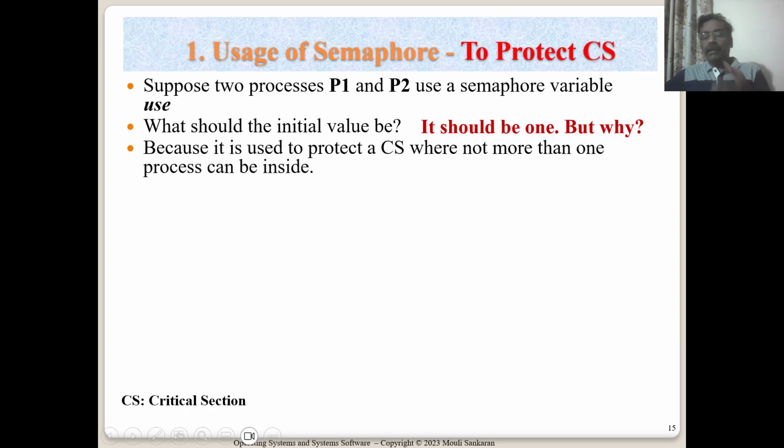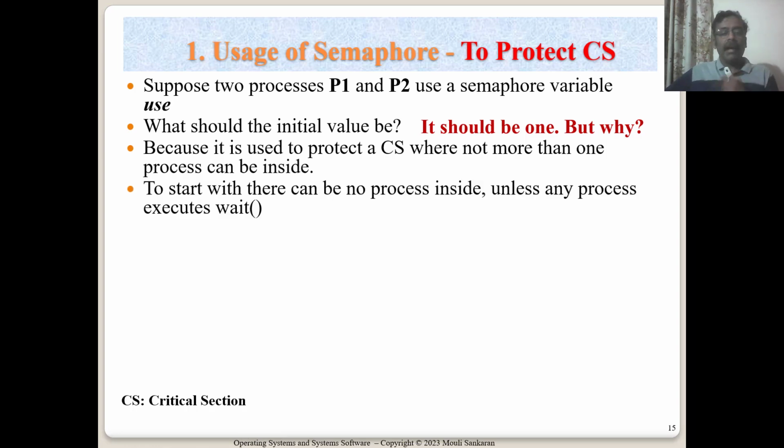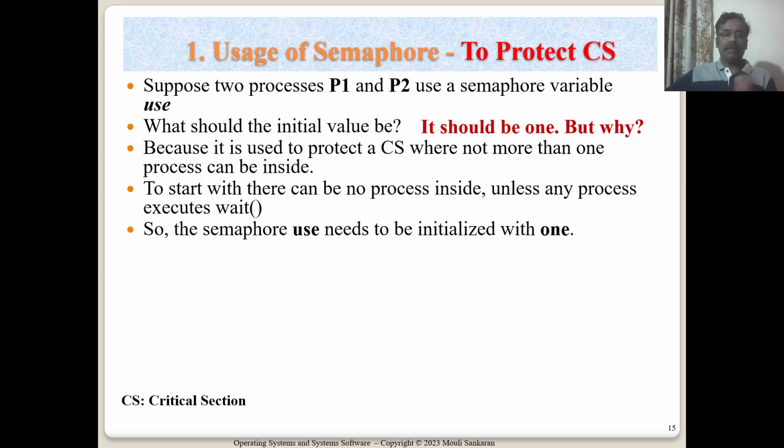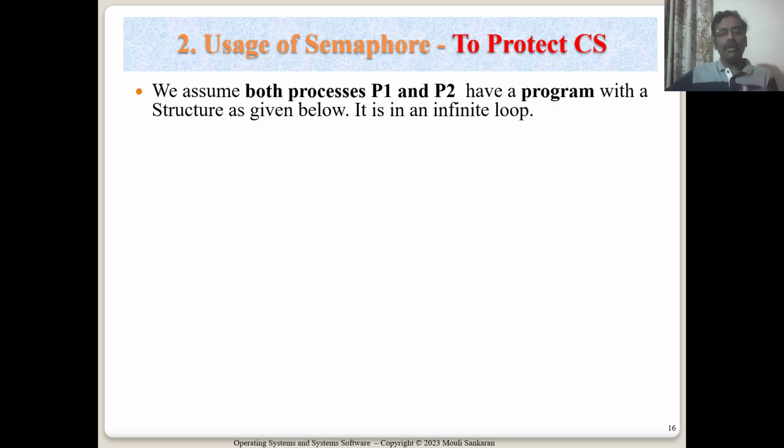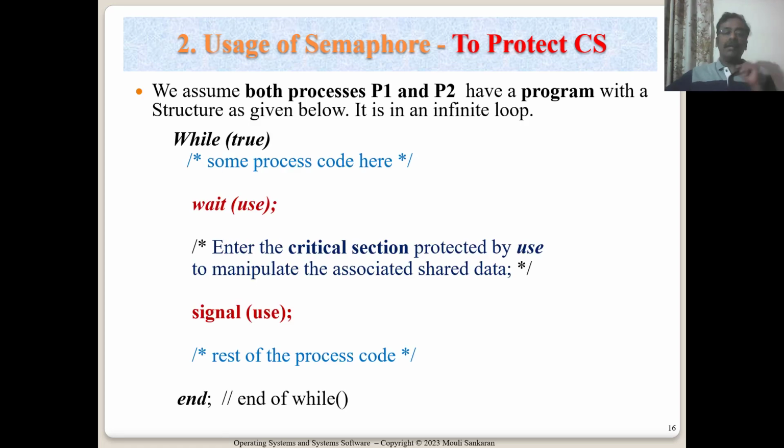So when you are creating it, on some occasion you may create it in a locked state, but I am saying that if you are using it for a critical section, it should be in a free state to start with, and then somebody entering the critical section will lock it and use it. To start with, there can be no process inside, so anybody entering the wait the first time will get the lock and get into the critical section. And if I'm creating a semaphore, then both processes that want to enter a critical section should use the same semaphore.